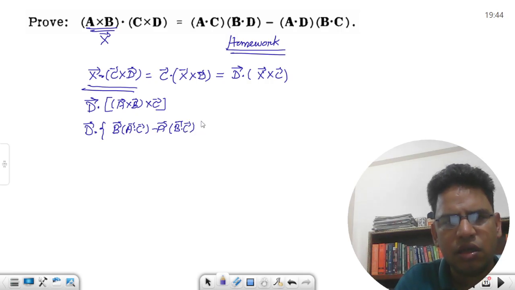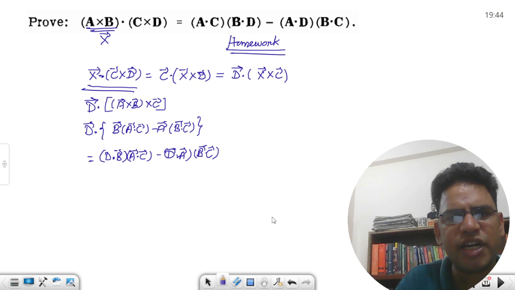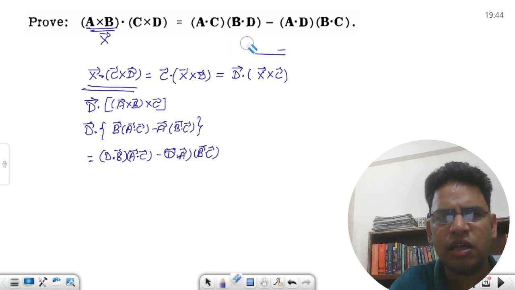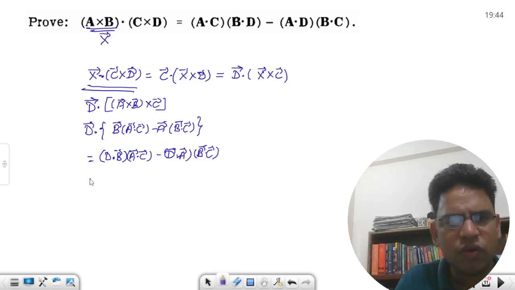Okay, and you can now take this d dot inside, है ना, d dot b vector a dot c vector, interestingly minus d dot a vector b dot c vector. Because dot product is commutative, ये homework भी मैंने खुद ही solve कर दिया है, so this is no longer a cross product, it is a dot product.